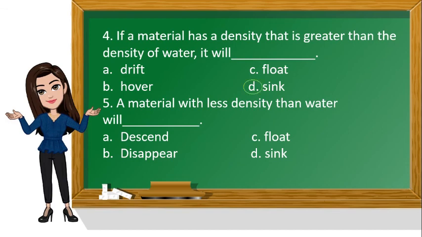A material with less density than water will blank. Letter A, descend. Letter B, disappear. Letter C, float. And letter D, sink. What's your answer? The correct answer is letter C.